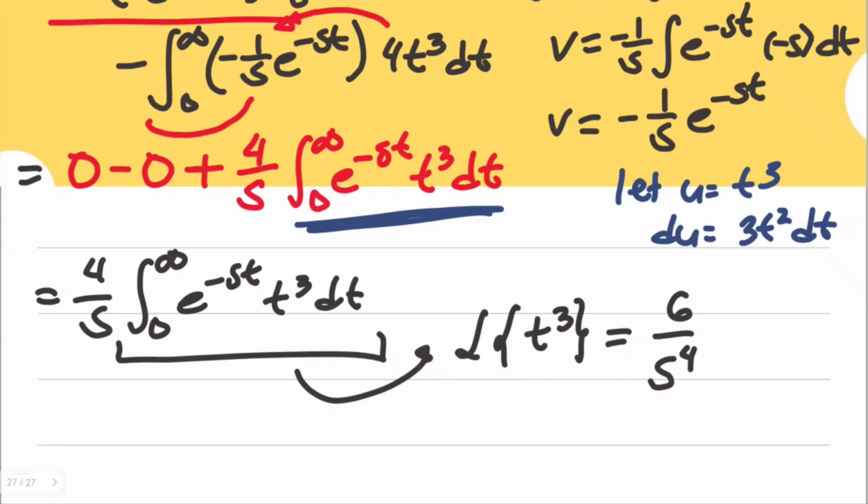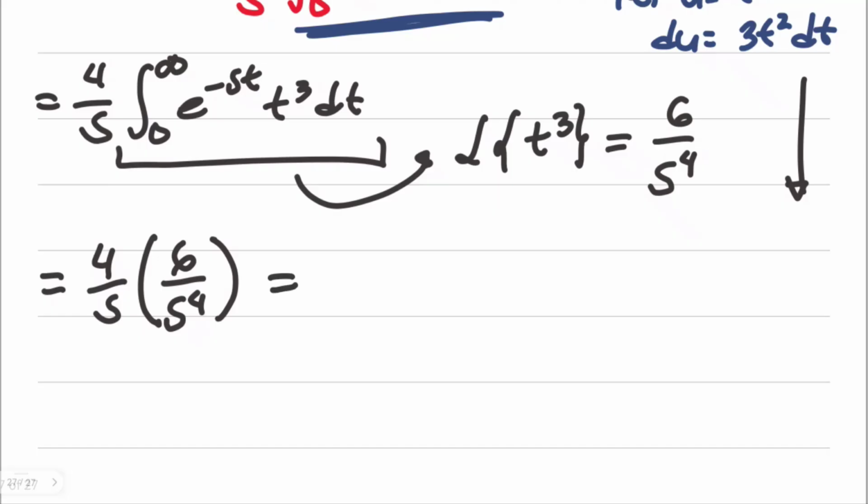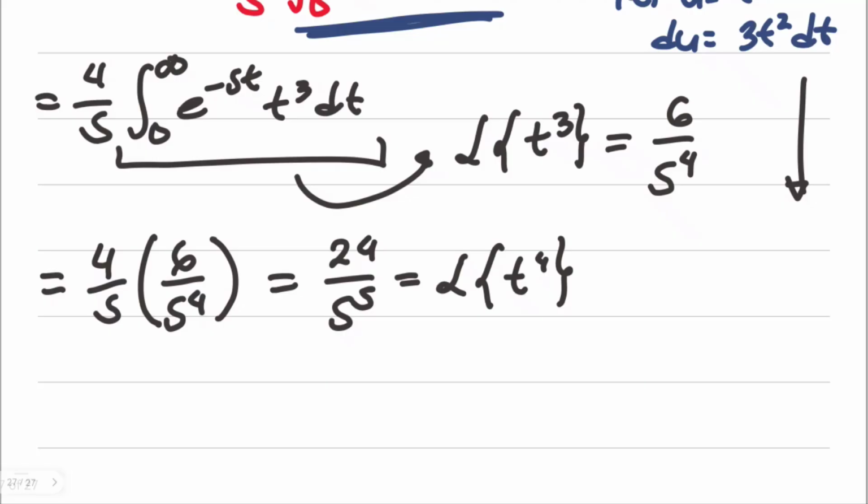At the same time, the methods that we use to determine this, you can continue until you reach the 4 versions of integration by parts. But to save time, I have here 4 over s times 6 over s to the power of 4. In short, this is equivalent to 24 over s to the power of 5. This is the Laplace transform of your t to the power of 4. Okay? So this is the shorter way to identify that.